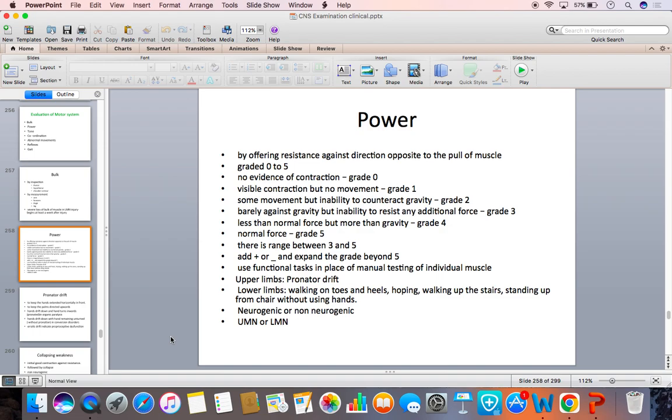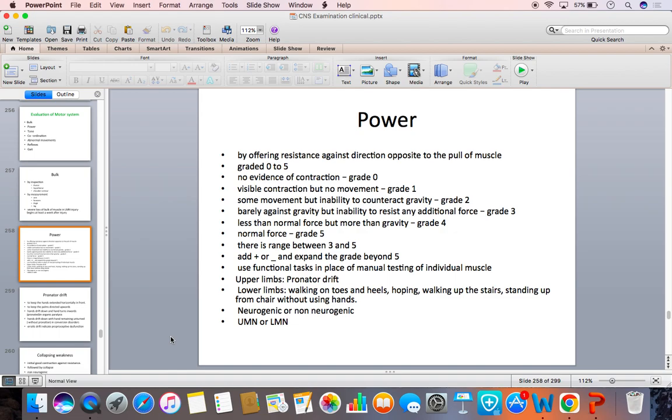Grade 0 is no evidence of contraction at all. Flicker of contraction is grade 1. Movement with the gravity eliminated is grade 2. Movement against gravity but without any force is grade 3. Less than normal force is grade 4 and normal force is grade 5.